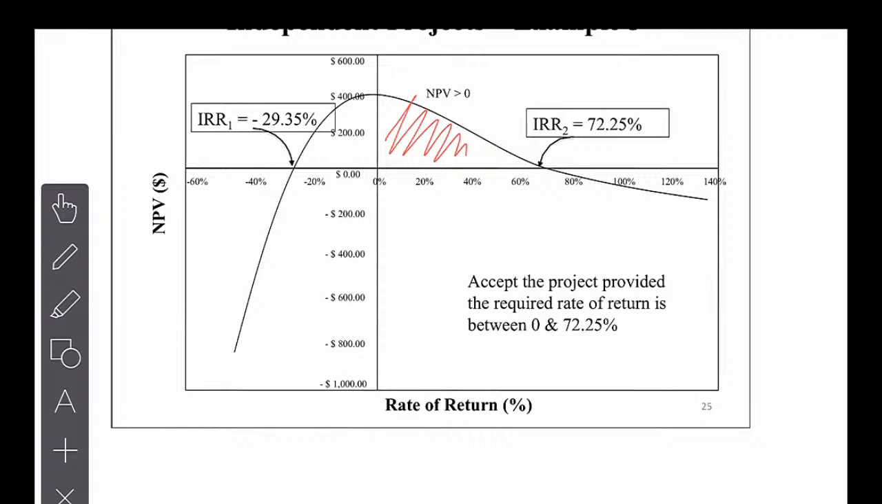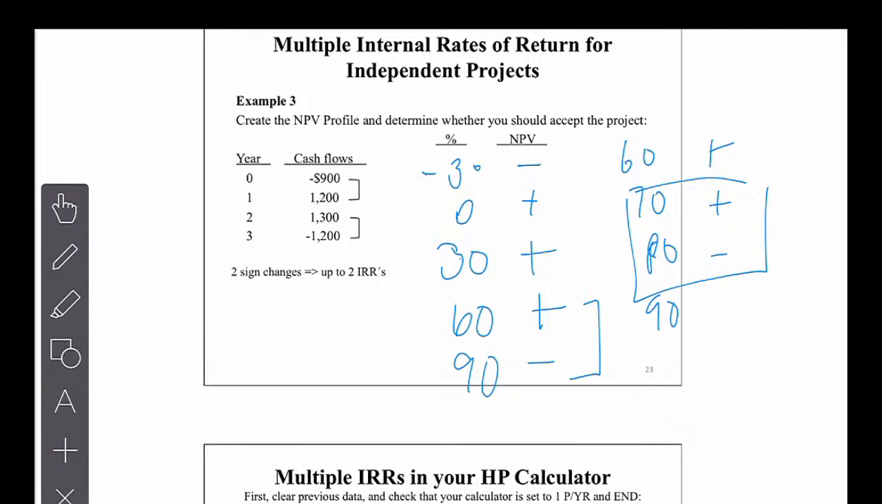So how do you know what numbers to use? Well, first I start with these in my calculator and I get an IRR. And the IRR here was negative 29 if you use the calculator, if you compute IRR. Okay, so that's why I went all the way and started back here.